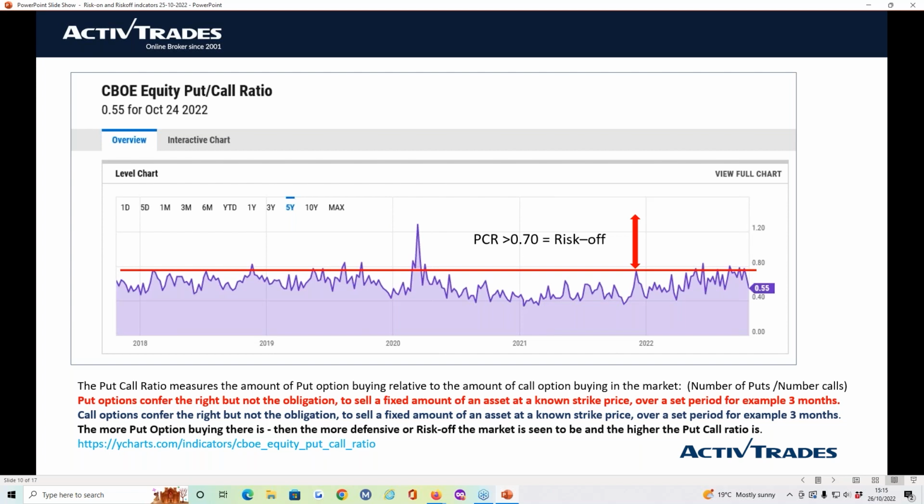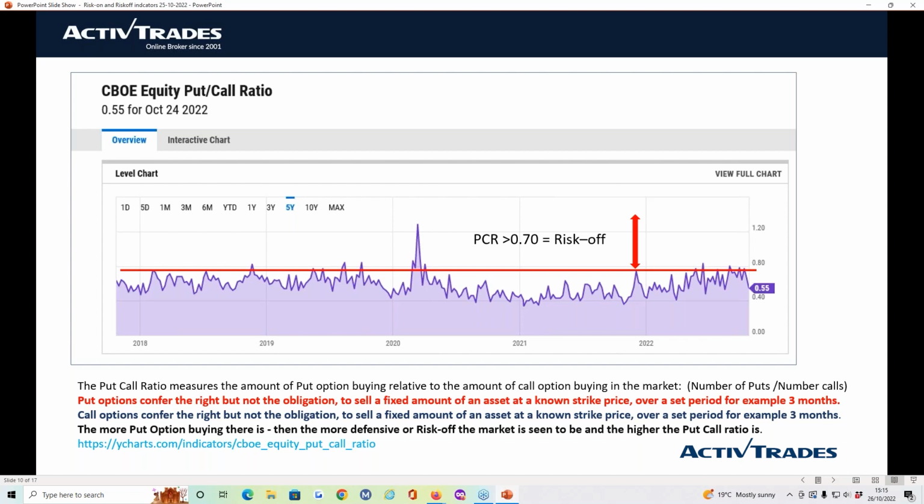The put-call ratio is another measure, I guess, of greed and fear, of market sentiment, and therefore risk on, risk off. And what the put-call ratio measures is the amount of put option buying relative to the amount of call option buying in the market. And so effectively, it's the number of puts purchased divided by the number of calls purchased over a given period of time.